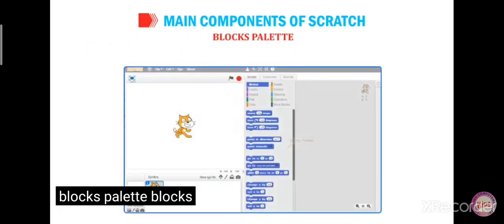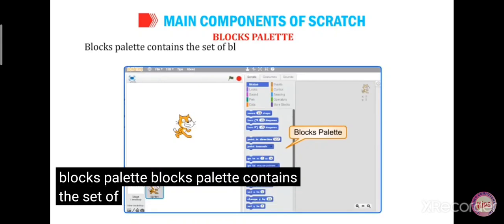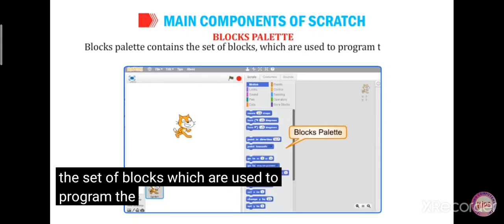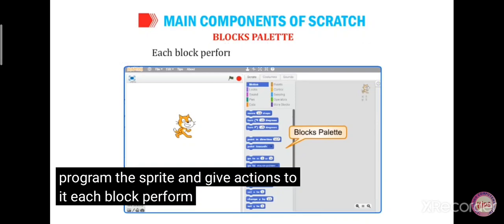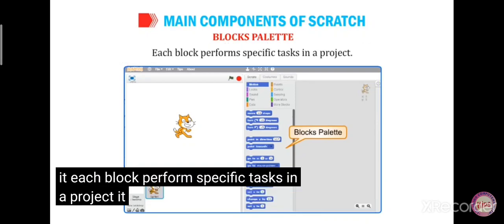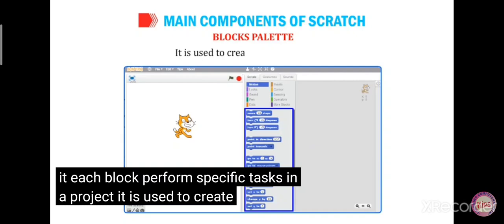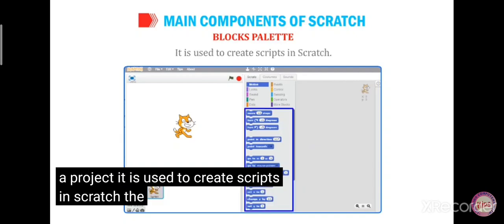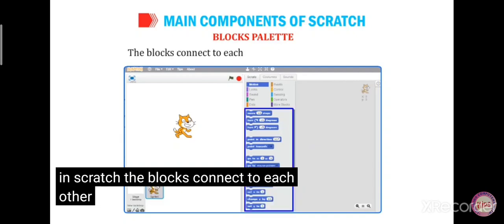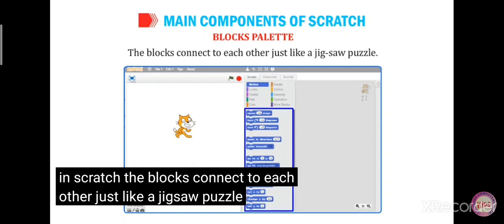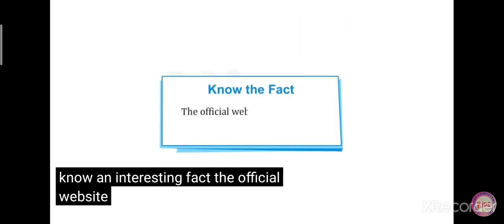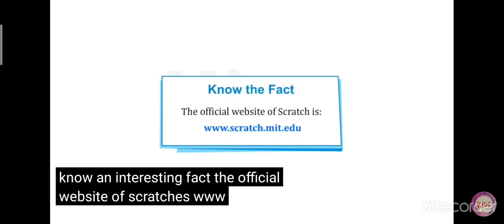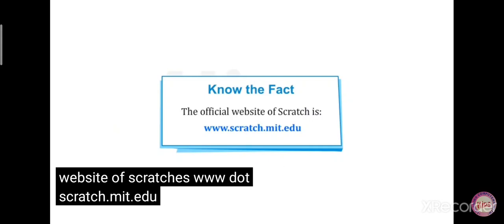Blocks Palette. Blocks Palette contains the set of blocks which are used to program the sprite and give actions to it. Each block performs specific tasks in a project. It is used to create scripts in Scratch. The blocks connect to each other just like a jigsaw puzzle. Let's know an interesting fact. The official website of Scratch is www.scratch.mit.edu.